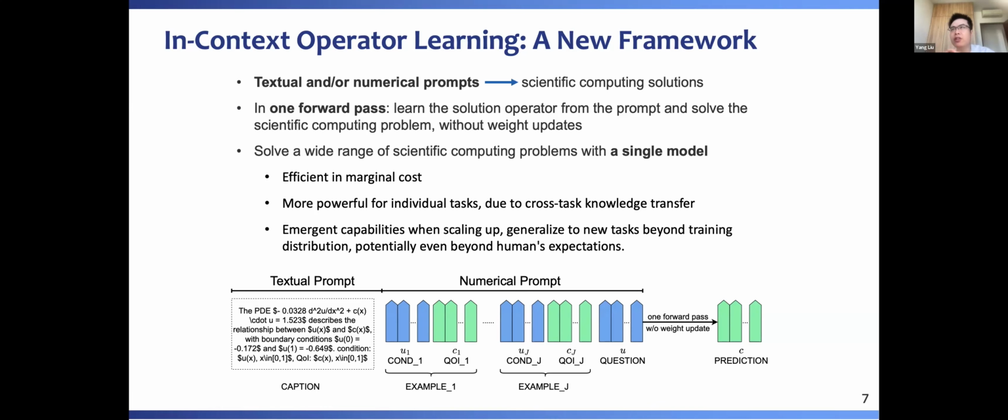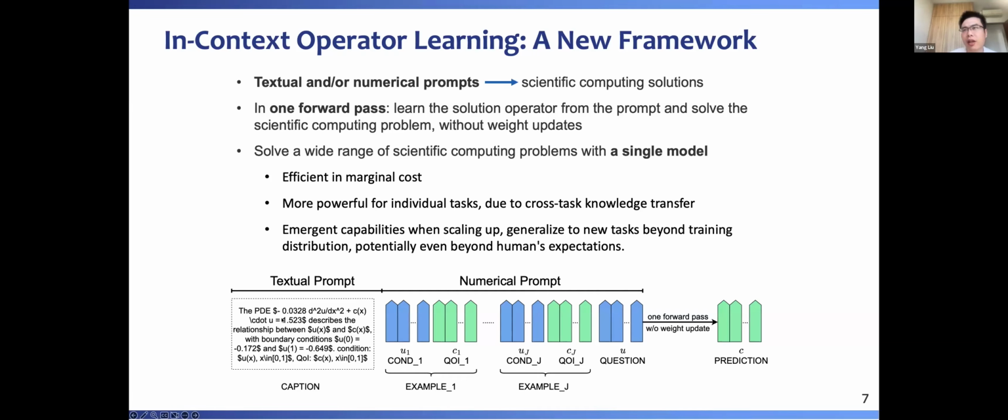So this is good because we have efficiency in marginal cost, and we can become more powerful for individual tasks due to cross-task knowledge transfer. And hopefully we can have emerging capability when scaling up. It generalizes to new tasks beyond the training distribution, and potentially even beyond human expectations. Right? So this is the demonstration.